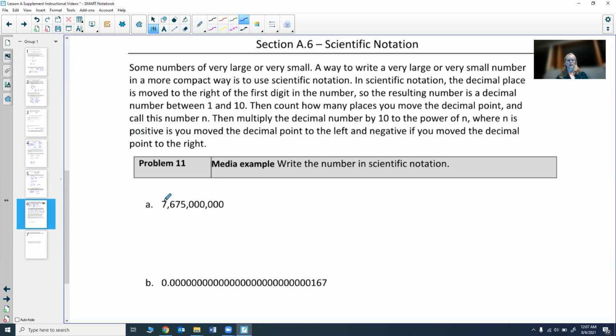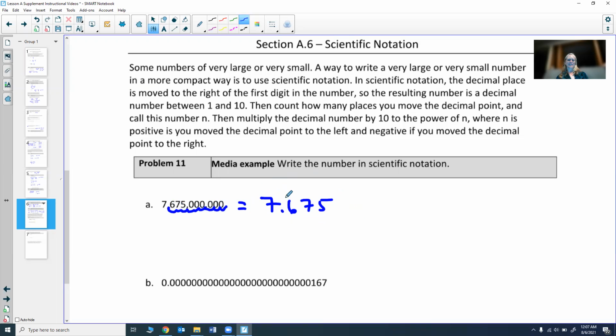So I've got 7,675,000,000, and I'd like to write this in a little bit more compact way, which is the scientific notation way. So what I'm going to do is move this decimal point, which is right now right there. I'm going to move it 1, 2, 3, 4, 5, 6, 7, 8, 9 places. So it's going to become 7.675. Notice that number is between 1 and 10.